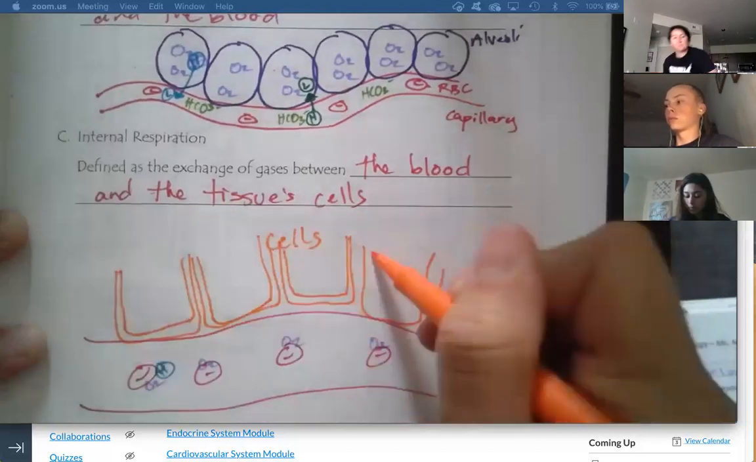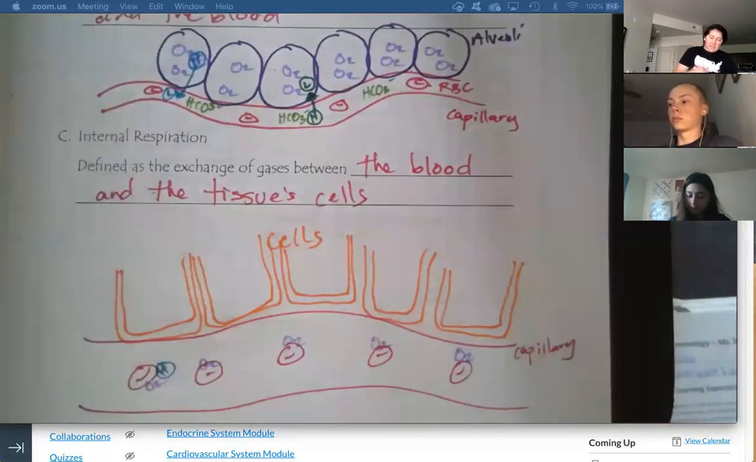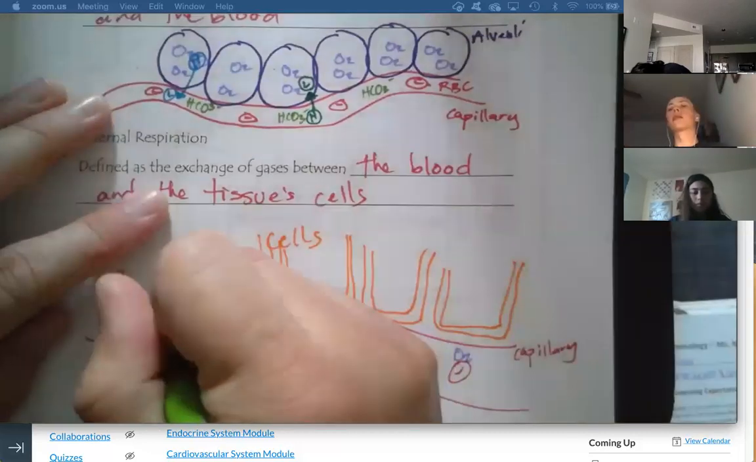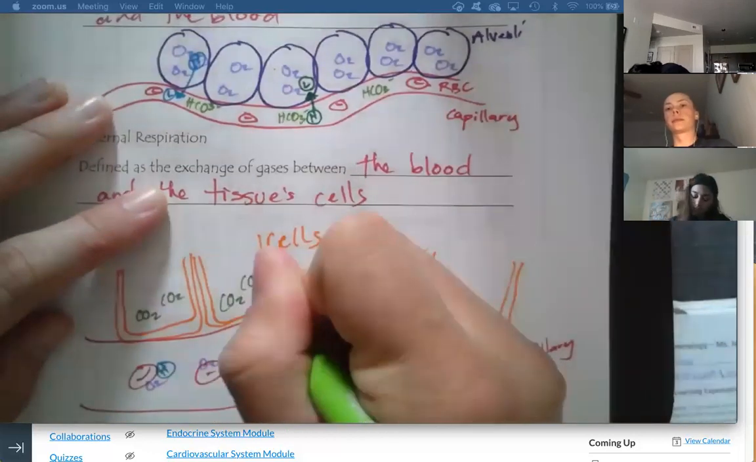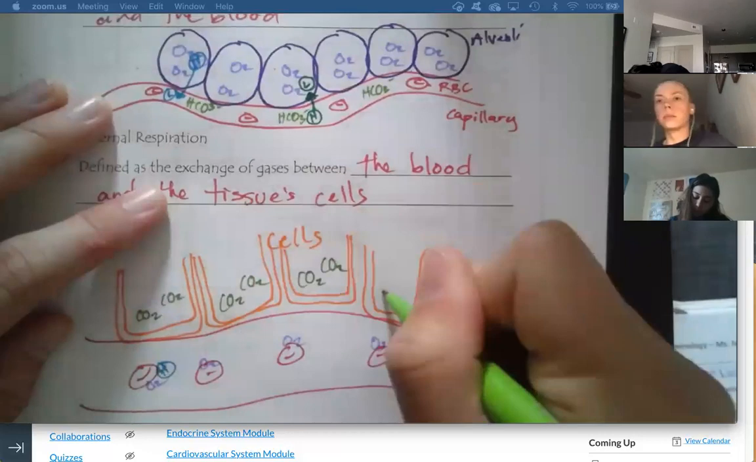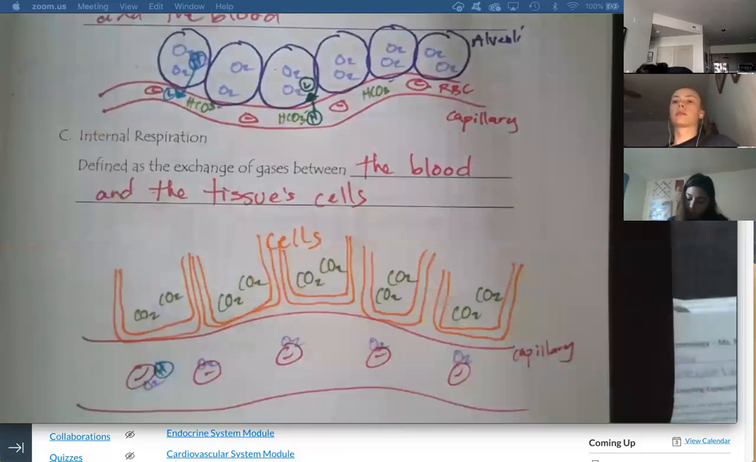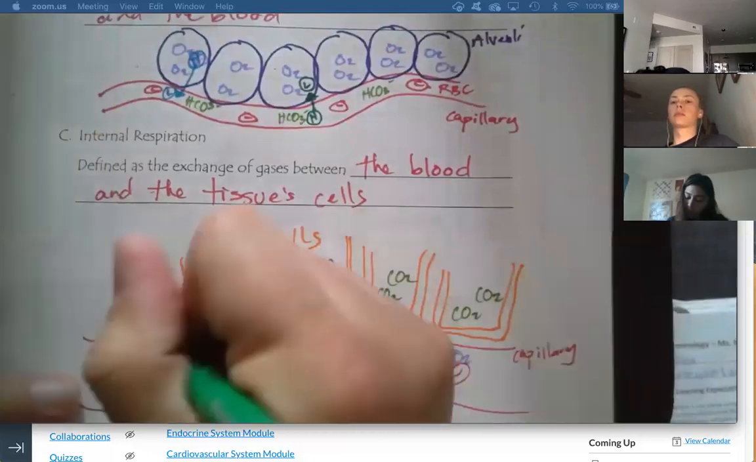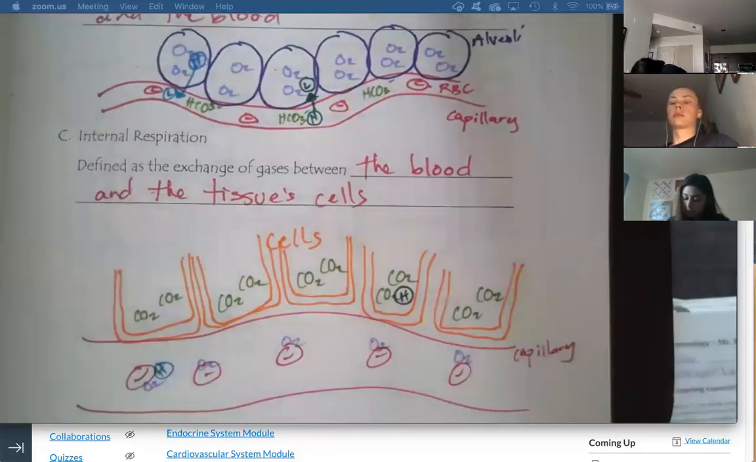You can draw whatever kind of cell you like. Cell membrane there. Okay. As our cells do cellular respiration, they're taking oxygen and converting it into ATP. They're also converting it into carbon dioxide. So we're now going to have a high concentration of CO2 within our cells. We have a high concentration of oxygen in our blood. So high levels here, low levels here. Gas exchange is going to happen through diffusion.